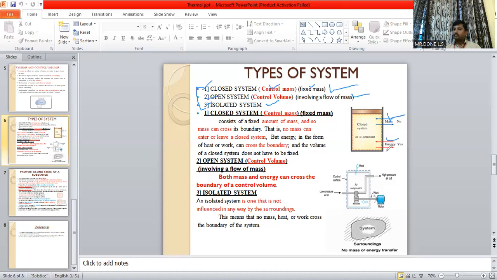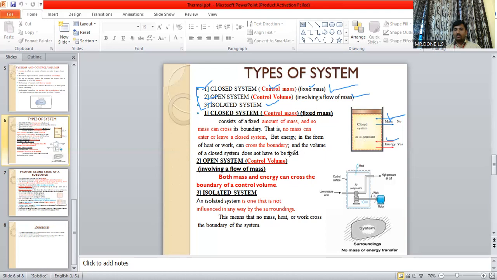Energy can move inside the system and outside the system. But there is no interaction of mass, and this system is known as a closed system. It consists of a fixed amount of mass, and no mass can cross its boundary. No mass can enter or leave the closed system, but energy in the form of heat or work can cross the boundary. The volume of a closed system does not have to be fixed.